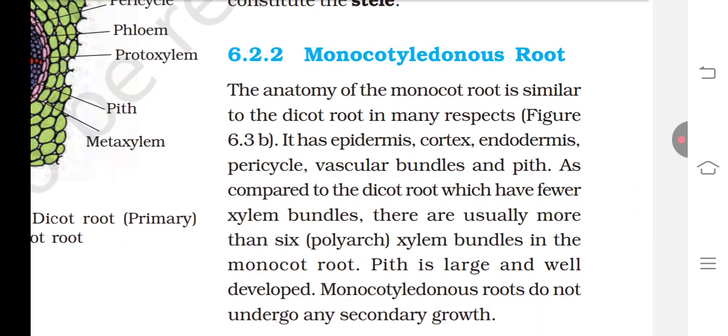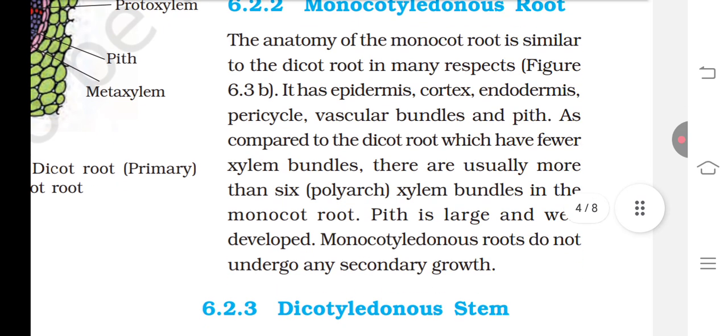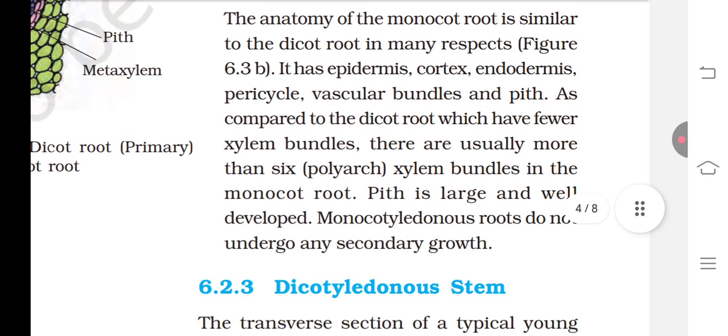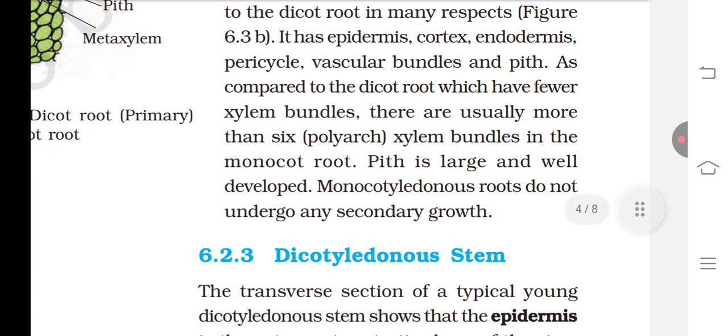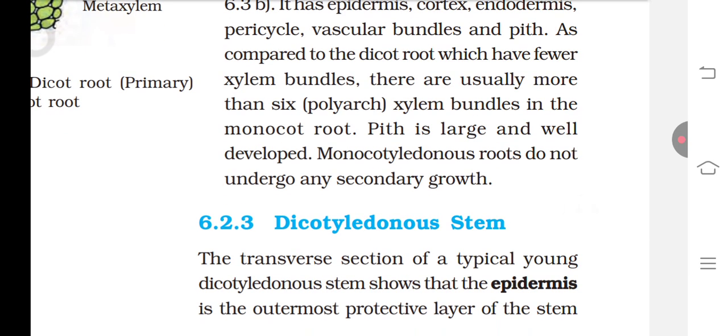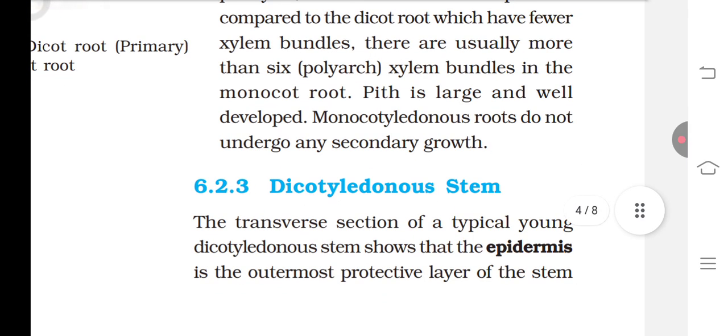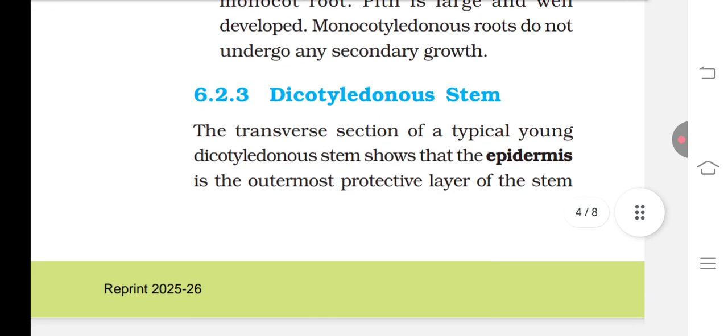Monocotyledon root. The anatomy of the monocot root is similar to the dicot root in many respects. It has an epidermis, cortex, endodermis, pericycle, vascular bundles, and pith. As compared to the dicot root, which has usually two to four xylem bundles, there are usually more than six xylem bundles in the monocot root. Pith is large and well developed in monocotyledon root. They do not undergo any secondary growth.